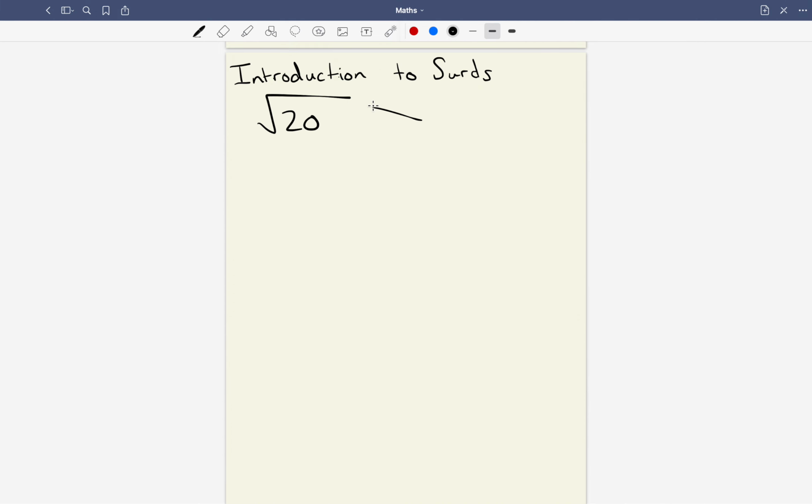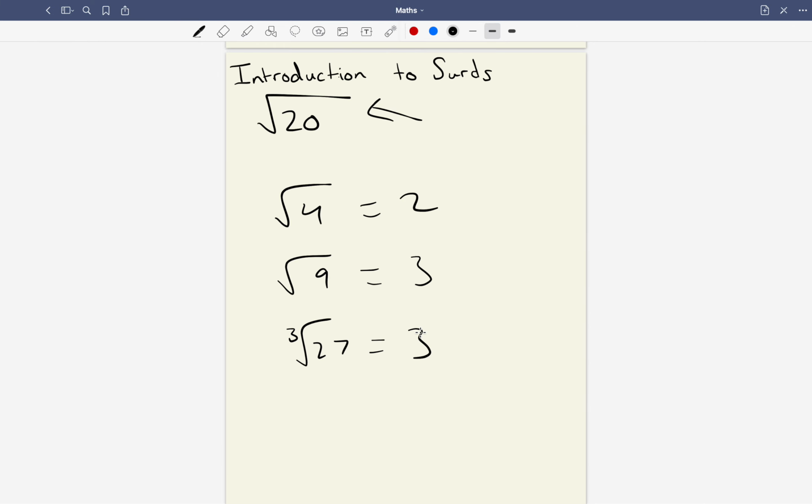So surds, basically, we're looking at this thing here, right? You will have seen it before with things like square numbers and stuff like that. So if you've got the square root of 4, obviously that's 2, and you know that, right? And you've got the square root of 9, which is 3, and stuff like that. Cube root of 27, which is 3, things like that.